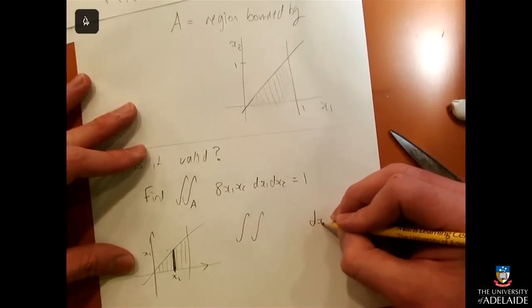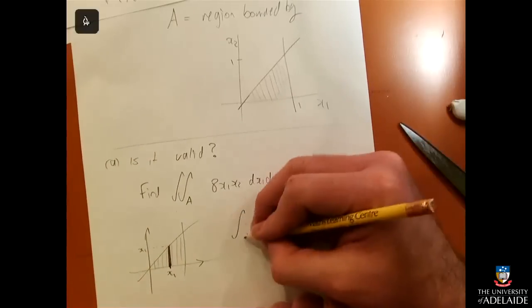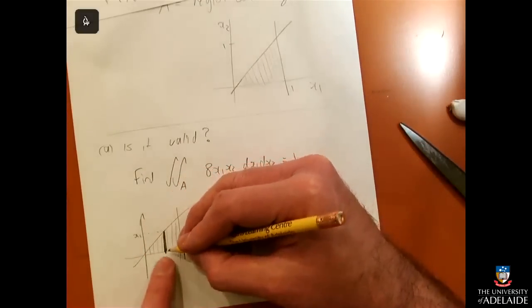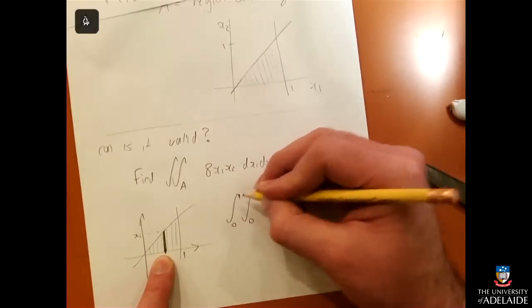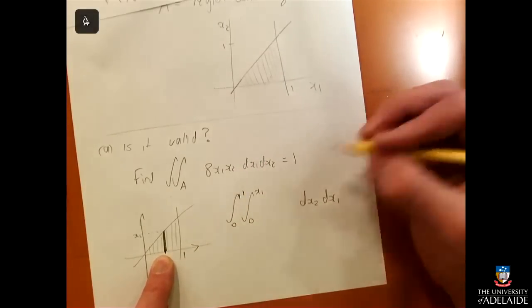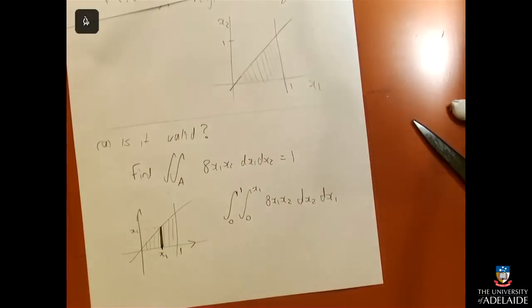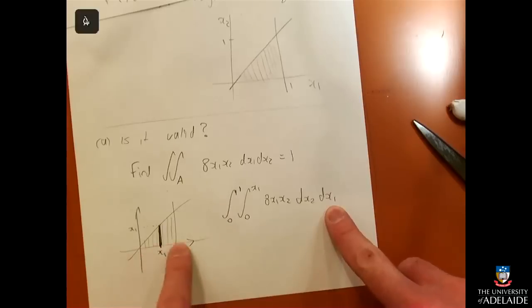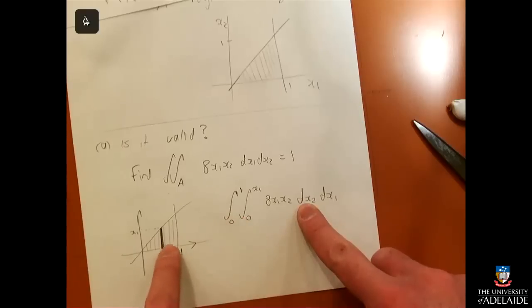I'm going to do it this way around. My x1 is going to go from 0 to 1. These are the options for my x1. And once I've chosen my x1, my x2 is going to go from 0 to x1. Like that. So the outside one was chosen first to locate where my line is. And then the inside one is where I am on that line.